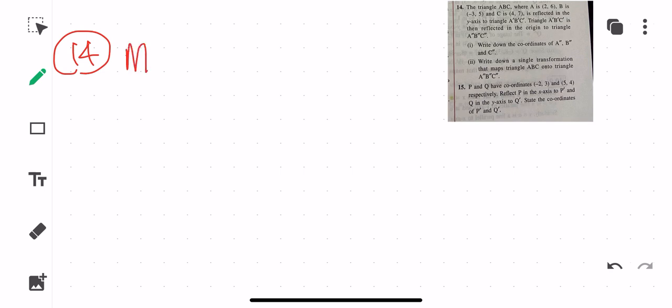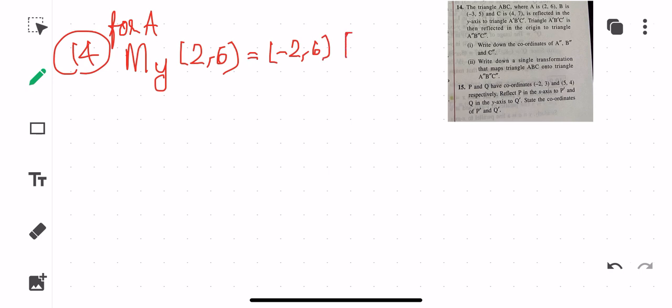Okay, so write down. This is for point A. Suppose I am taking reflection along the y-axis, they are saying reflected along the y-axis. Okay, so I'll be writing M of y. And the point has been given as what? 2 comma 6. This is for A. So this will be equal to what, children? If it is getting reflected along the y-axis, then you know that the y coordinate remains the same and x changes. So it will be minus 2 comma 6.